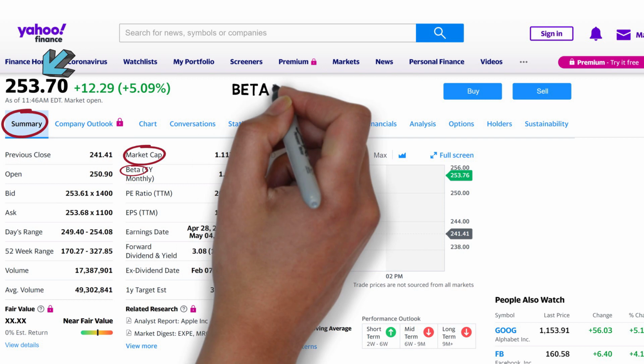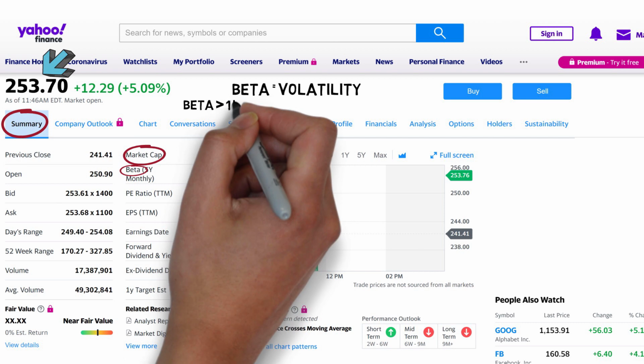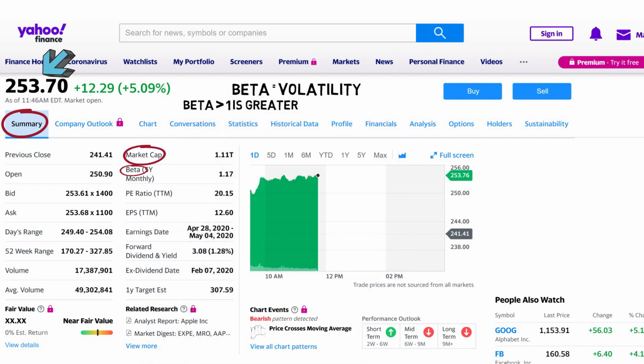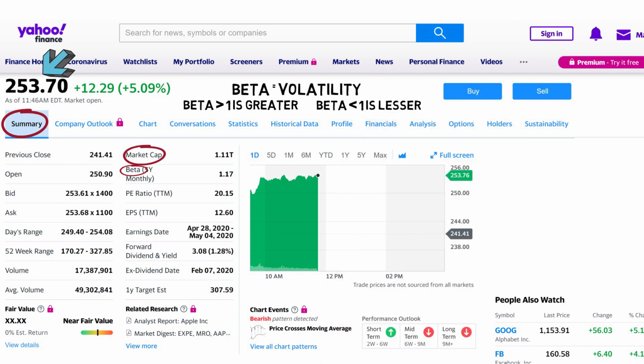Beta is a measure of volatility. Volatility is how much the stock price goes up and down. A stock with a beta of 1 is moving at the same volatility as the market. A stock with a beta greater than 1 is moving with greater volatility than average, and a stock with a beta less than 1 has less volatility than average. Apple's 1.17 is a little higher than average volatility. I prefer companies with a lower volatility because it reduces stress for the investor.